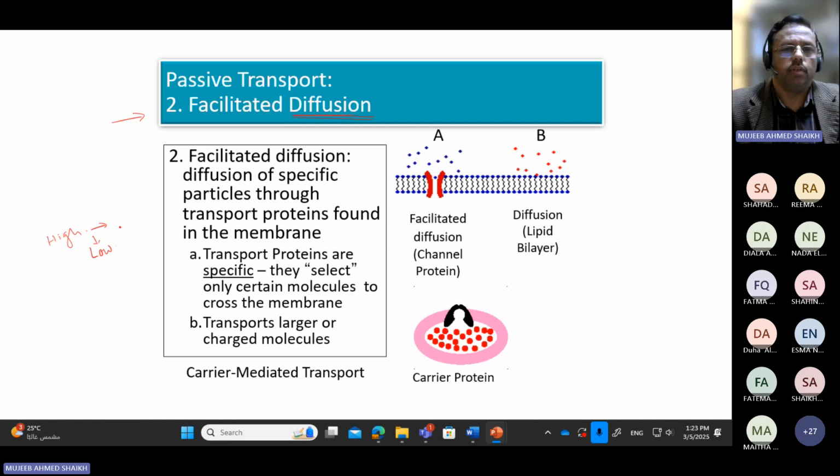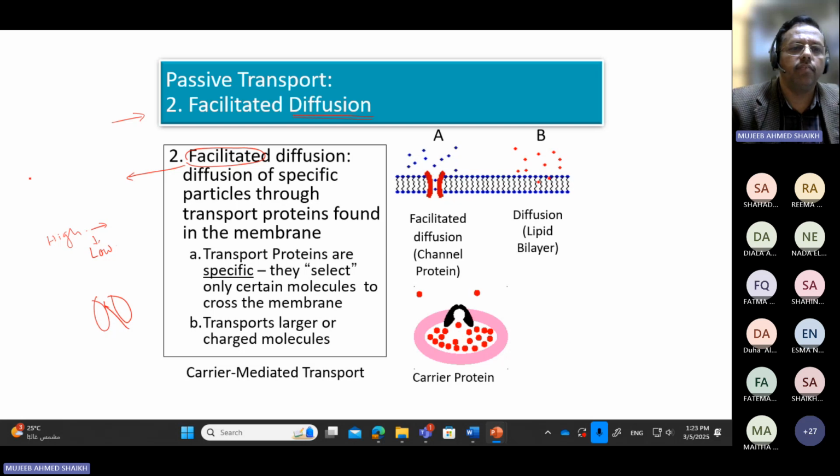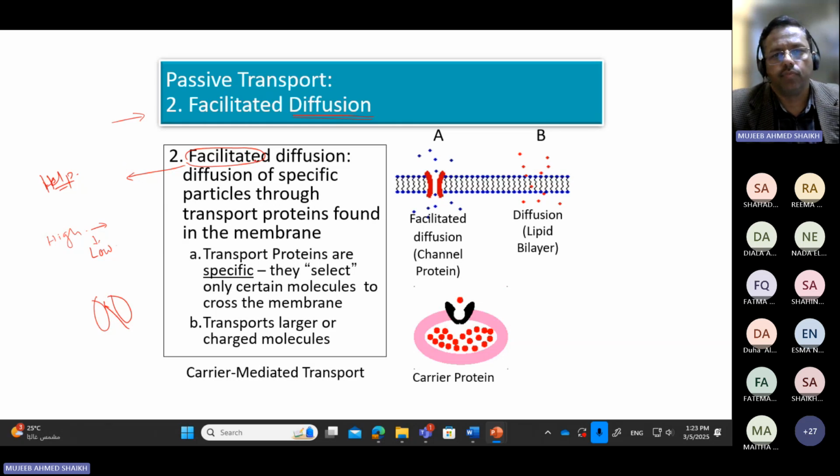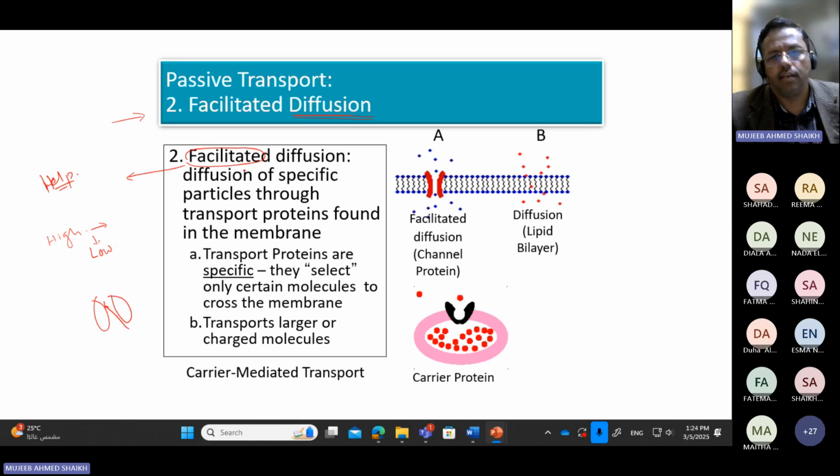This is simple diffusion. If it is with the help of something else, let's say with the help of a protein molecule, it's going to be facilitated diffusion. Facilitate simply means with the help of. It is facilitated or helped by someone. So diffusion, the movement of any ion or molecule from higher to lower concentration with the help of some protein, is called facilitated diffusion.